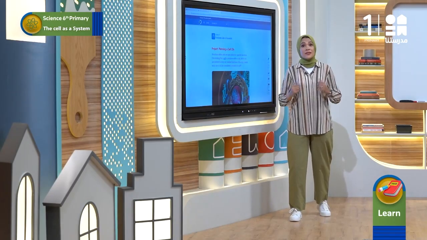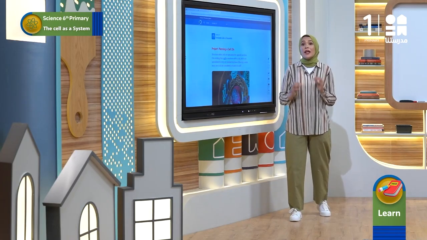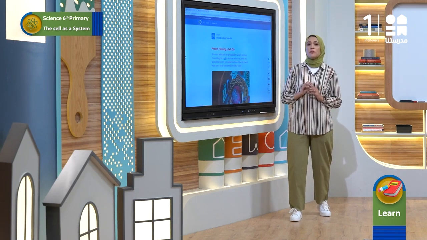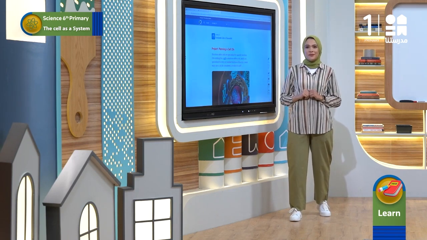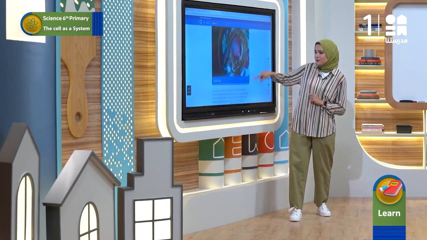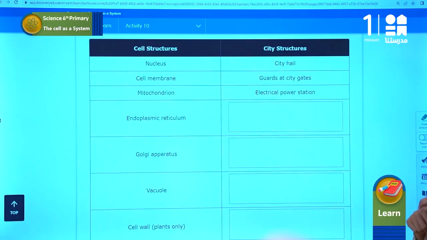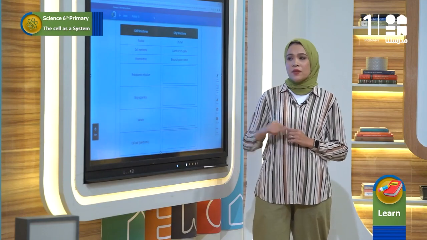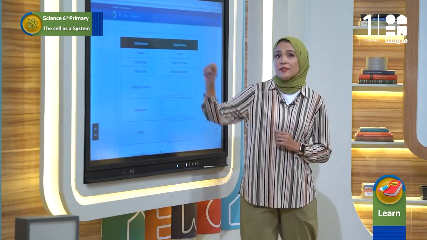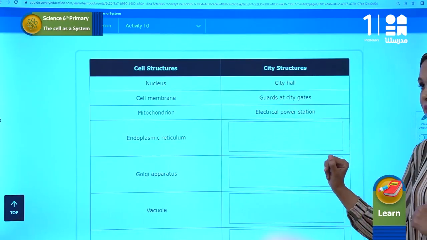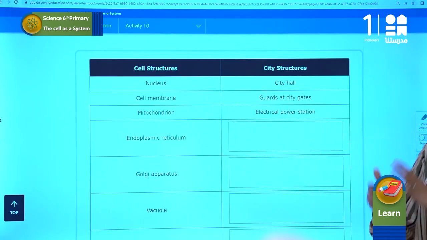How can you do that? You will use what you have learned about the cell organelles and their function to determine the roles inside the city. This table will help you as it shows some of the common organelles that you learned about in the previous activities, such as the nucleus, that can be the city hall. It controls all the cell activities.